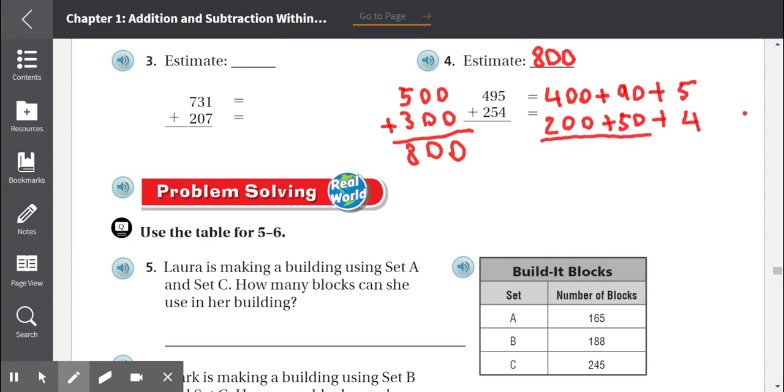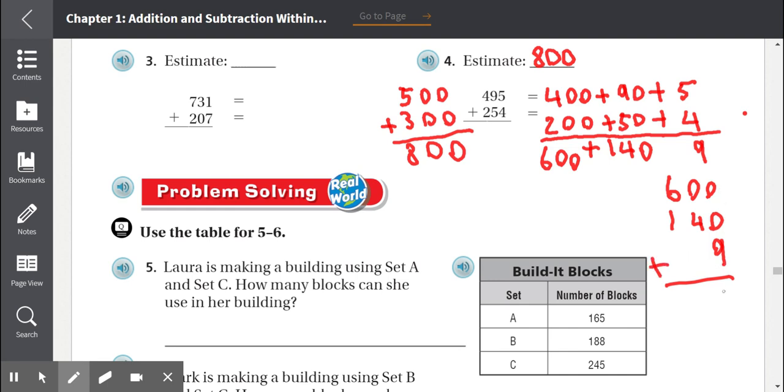Now we add them together. 5 plus 4 is 9. 90. 0 plus 0 is 0. 9 plus 5 is 14. So that's a total of 140. Now 400 plus 200 is 600. So now if we add these numbers together, we have 600 plus 140 plus 9.